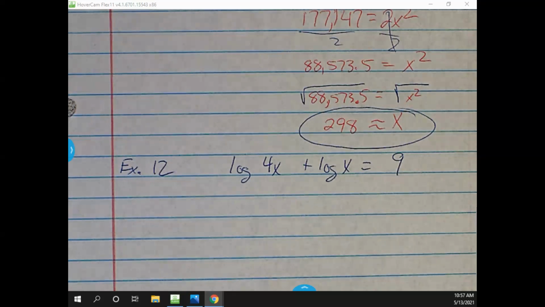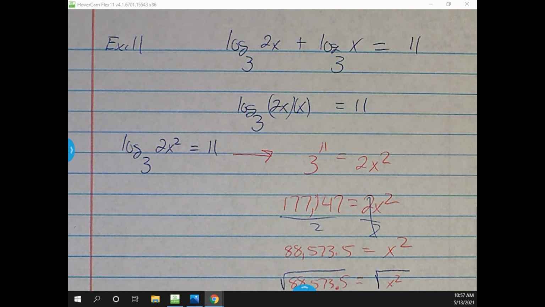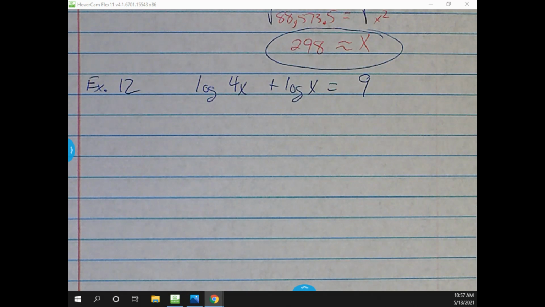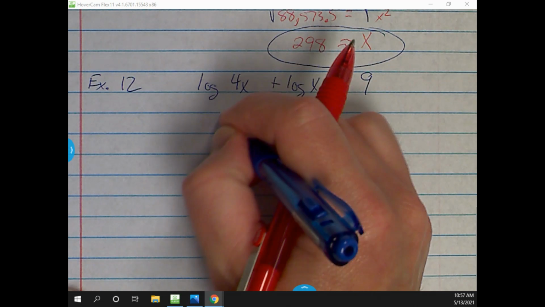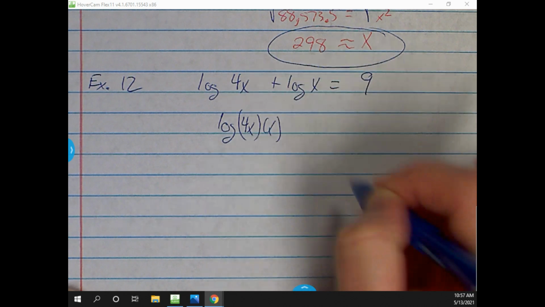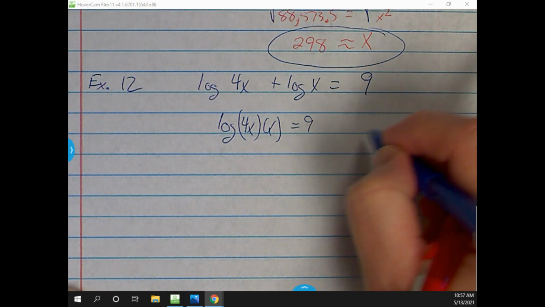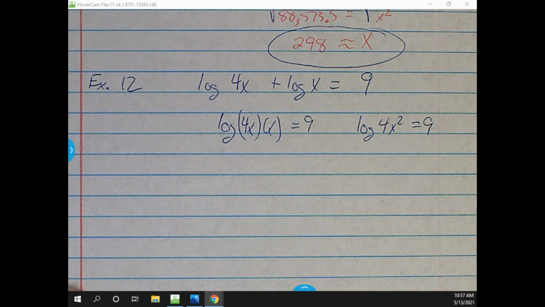Okay, and it looks a lot like the last problem. It's log of 4x plus log of x equals 9. The last one we started off with log of 2x plus log of x equals 11. This one's in that same boat. So go ahead and condense it back together. That's log of 4x times x equals 9. So that's the log of 4x squared equals 9.